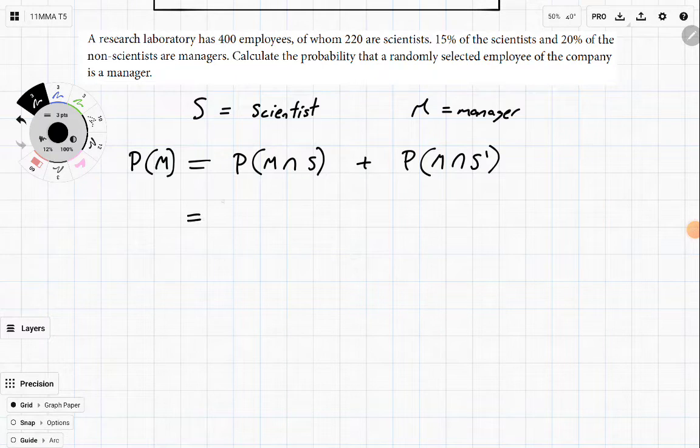Well, the first one's quite easy to work out. How many managers are scientists? Well, there are 220 scientists, and 15% of those scientists are managers. So 15 over 100, 0.15 times 220. That's going to give us how many of the scientists are managers.